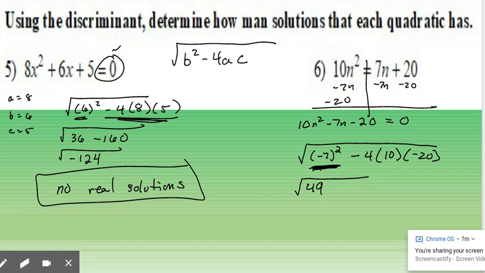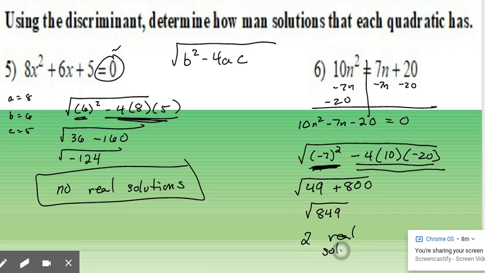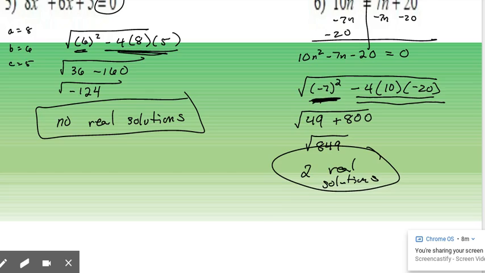Okay, and then I multiply these three. So it'd be negative 4 times 10 times negative 20. And I get a positive 800, so I put plus 800. Some of us were making mistakes with that part. Add these up, and I get 849. Okay, it's a positive answer, so I know I'm going to have two real solutions. Okay. Now, that's all review.